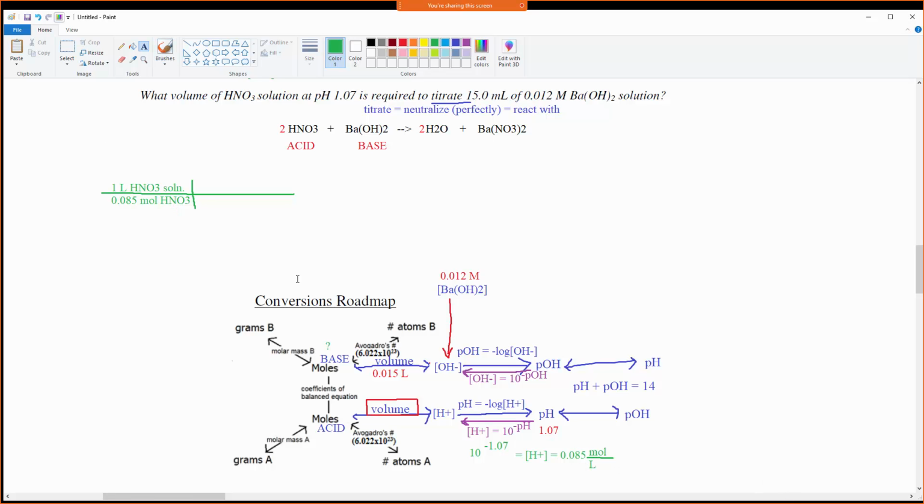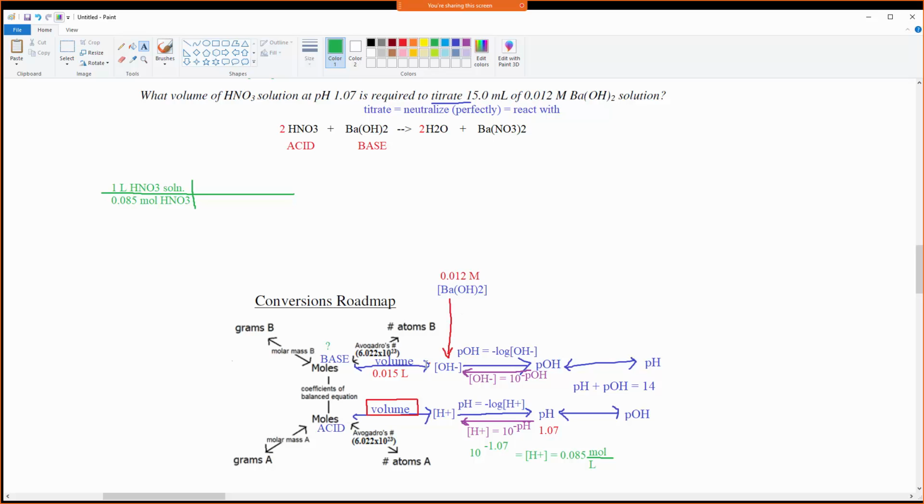So this went right here. And this is what we're looking for, right? The volume of the HNO3 solution. Okay. All right, so now that's the piece that's gonna go here.